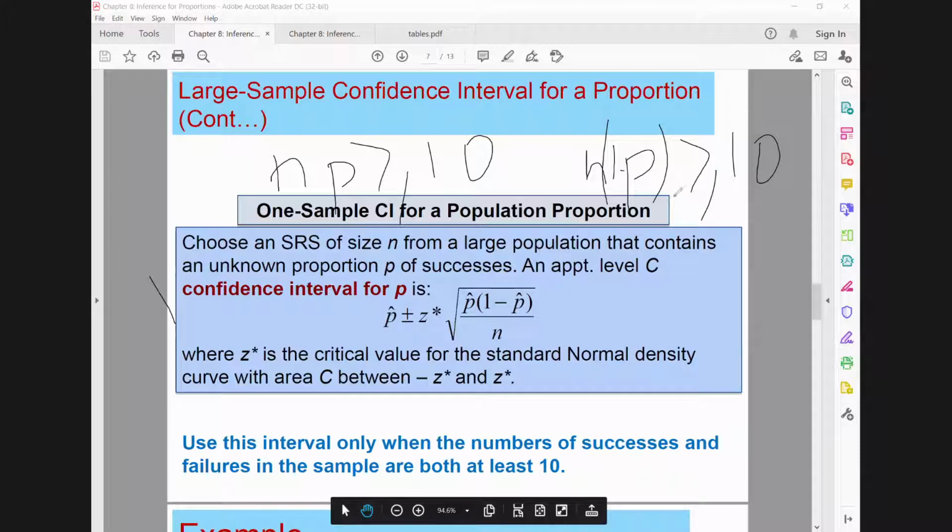That means the number of successes and the number of failures are at least 10. It means more than 10 in some documents; you can write more than or equal, it's up to you. In some documents we have more than 15, but in this course we request just more than 10. It depends on the books.